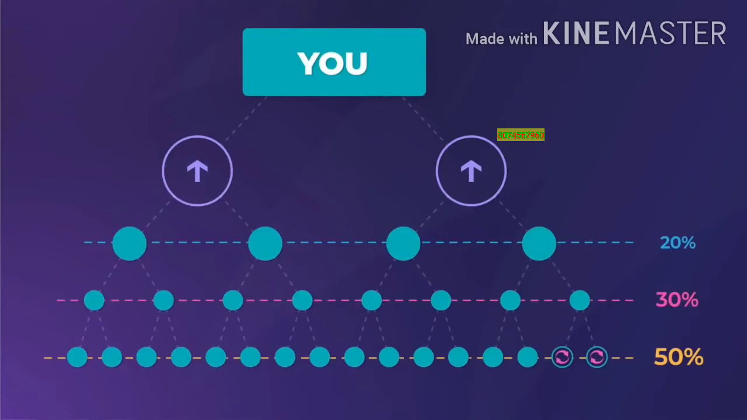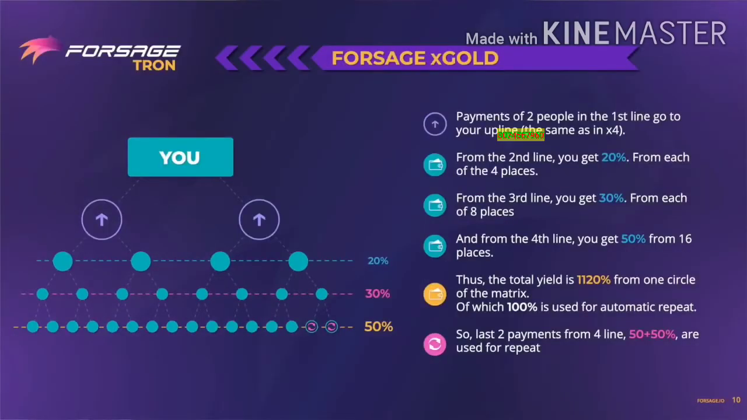From the third line you get 30% from each of 8 places. And from the fourth line you get 50% from 16 places. Thus the total yield is 1120% from one circle on the matrix, of which 100% of course is used for automatic repeat. But how does automatic repeat in X Gold work?